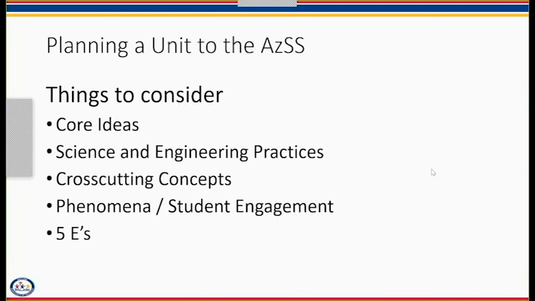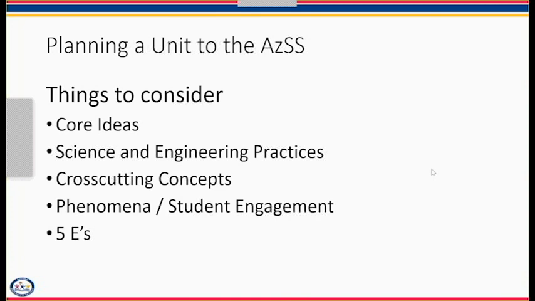Some things that are new now when you're thinking about planning your lesson to our new standards is the core ideas and how they're laid out, the science and engineering practices, those hands-on activities, and how students are going to apply that knowledge. The cross-cutting concepts: how are students going to make connections to other content areas? How are they going to make that learning visible for you? And I've got a few resources to help you out with that.